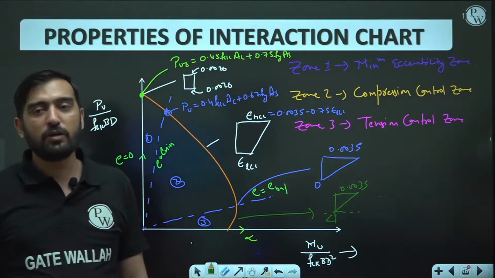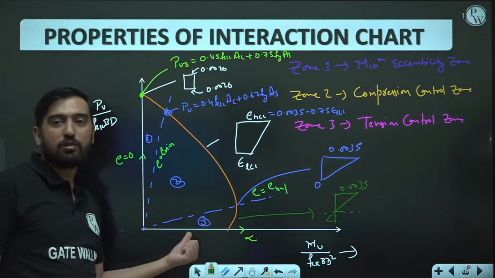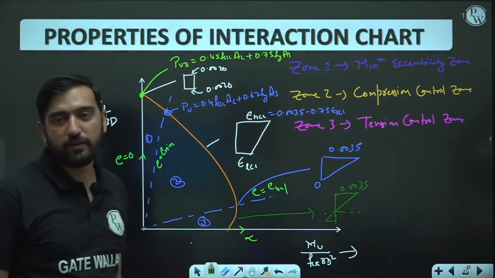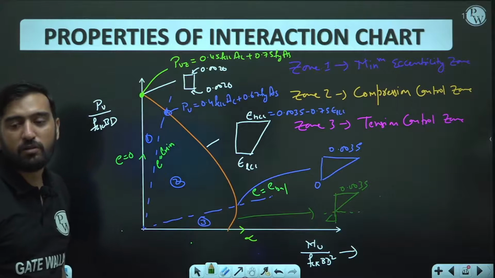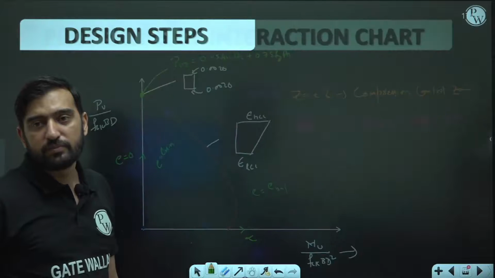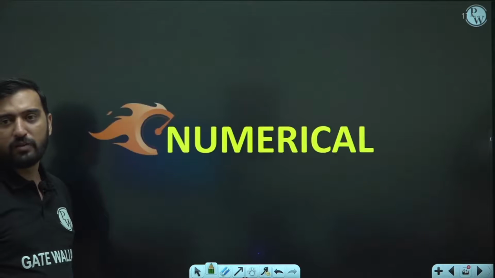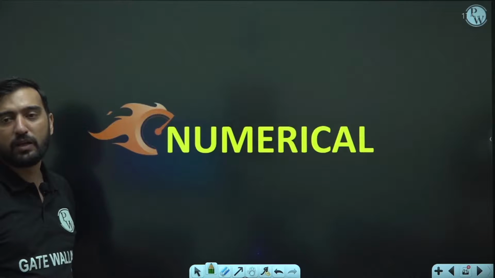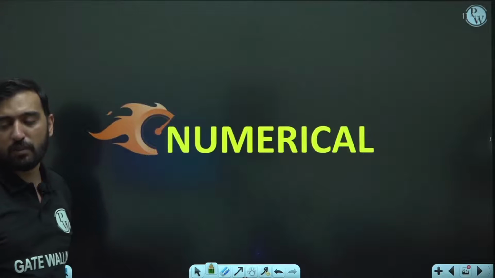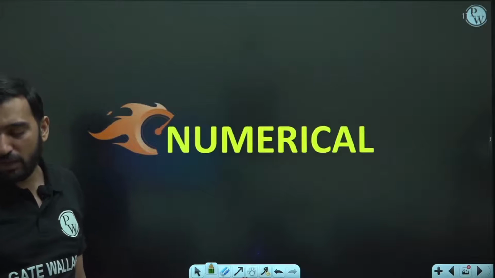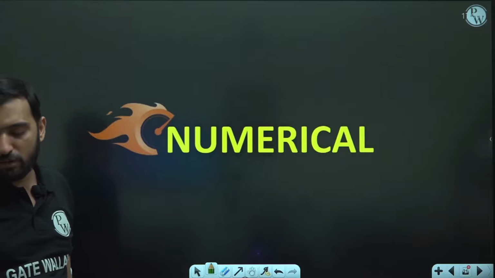One more important point: with the reduction of load, the moment carrying capacity of the column is also decreasing. This is a point to be noted here. Now, I have told you the design steps, and after that we will see one numerical on the axially loaded member. So let's see that numerical. It's quite easy and a concept building numerical.